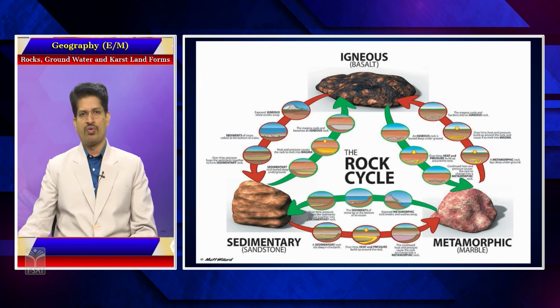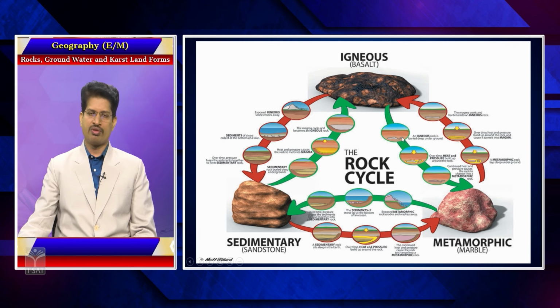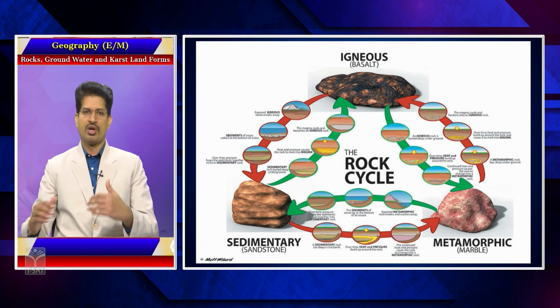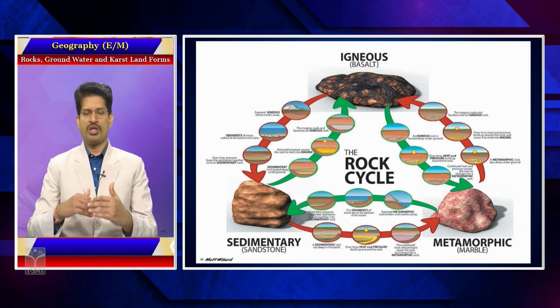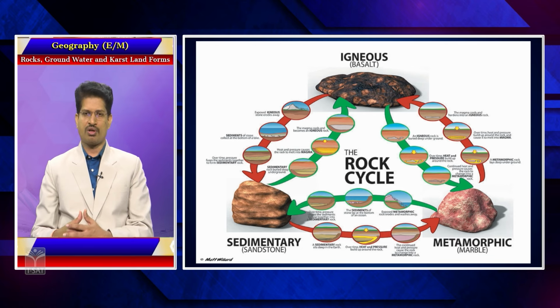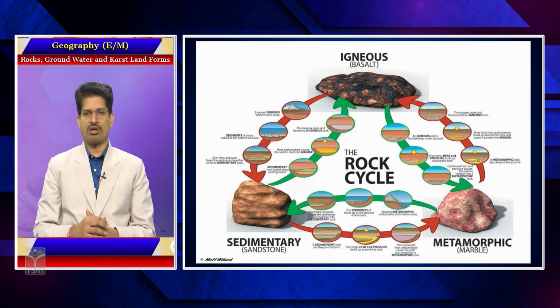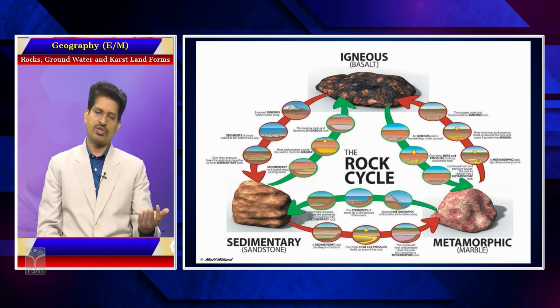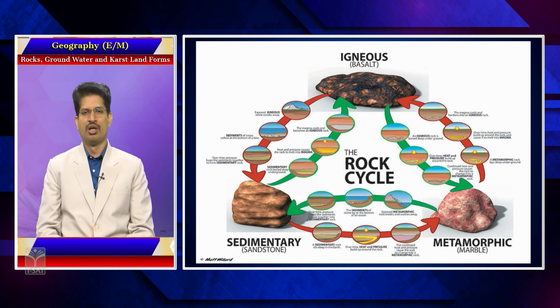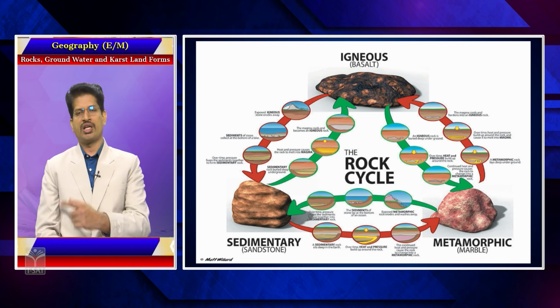In the same way, when an igneous rock body is subjected to dynamic metamorphism or thermal metamorphism, it can be metamorphosed into a metamorphic rock, and a metamorphic rock, when it melts, can be converted into an igneous rock body. A metamorphic rock subjected to weathering and erosion can form a sedimentary rock. When a sedimentary rock is subjected to thermal or dynamic metamorphism, it can be converted into a metamorphic rock.